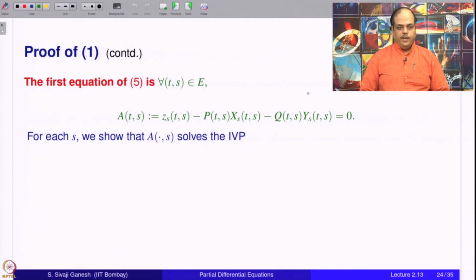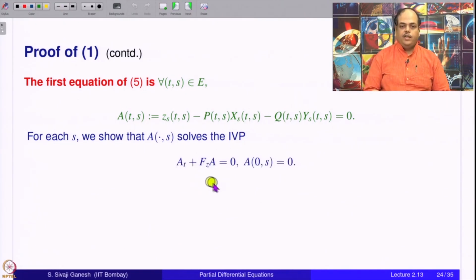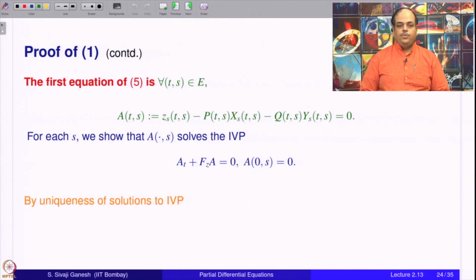For each s, we show that as a function of t, it solves an initial value problem: A' plus f_z A equal to 0, A(0,s) equal to 0. We will show that it solves this initial value problem. Now, by uniqueness of solutions to initial value problems, A(t,s) must be 0 for all t. Why? Because this initial value problem will have only the 0 solution.